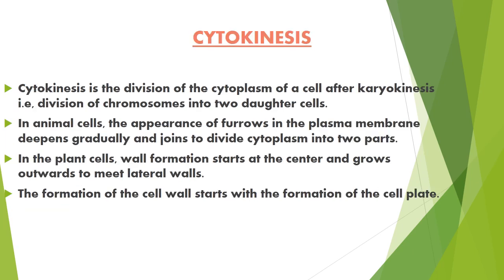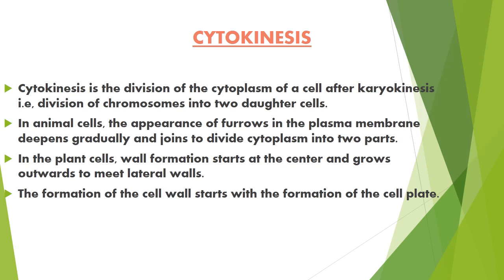After this comes cytokinesis. Cytokinesis means division of cytoplasm. So cytokinesis is the division of the cytoplasm of a cell after karyokinesis. Karyo means nucleus and cyto means cytoplasm. Karyokinesis is the division of chromosomes into two daughter cells.